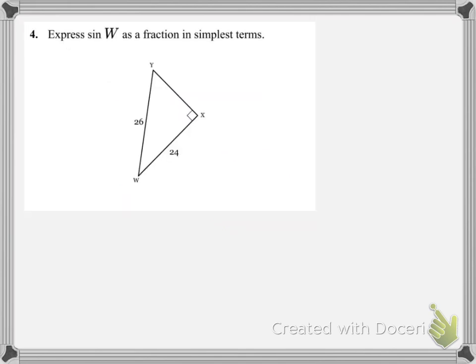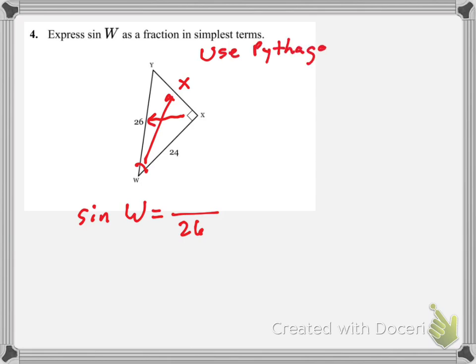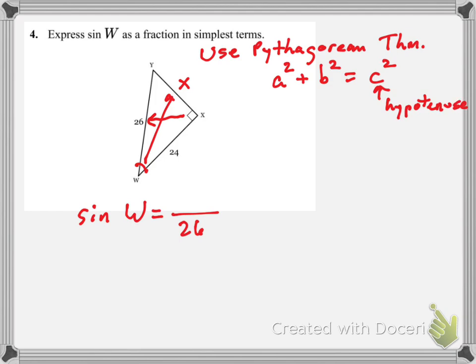All right? Sine W. Okay, here's my hypotenuse. Here's W. My hypotenuse is 26. All right, opposite. Uh-oh. There's nothing there. Well, so we'll put an X there. So, in this case, we have to use the Pythagorean theorem. What is the Pythagorean theorem? A squared plus B squared equals C squared. C is the hypotenuse. Okay?